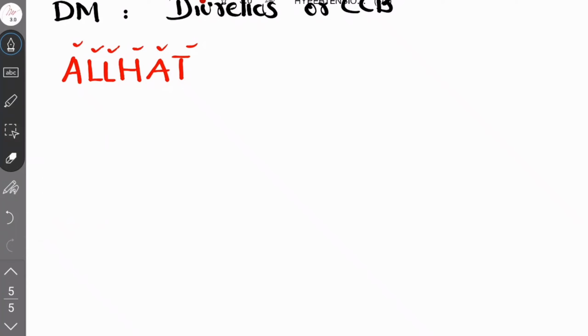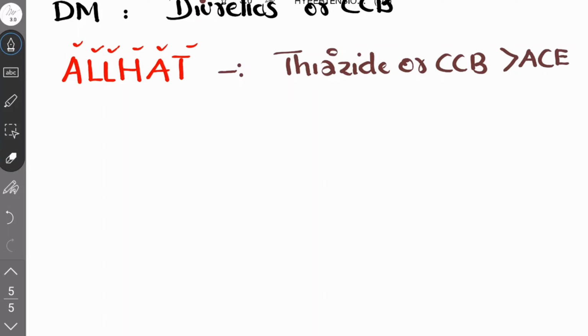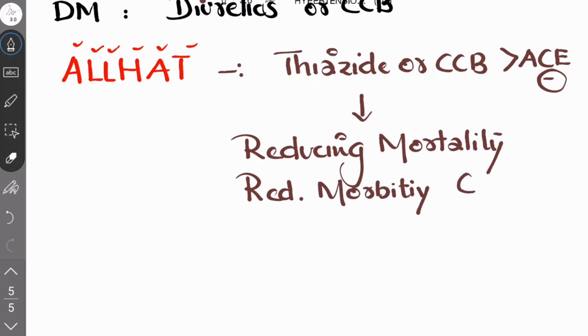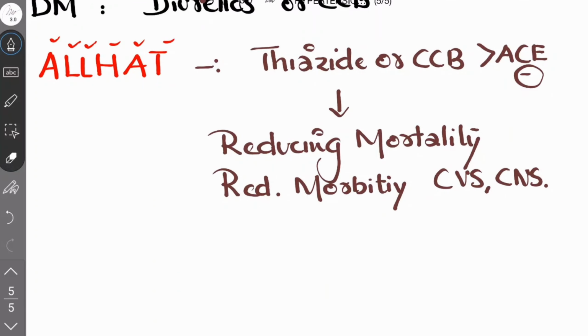So this trial has shown that using thiazide diuretics or calcium channel blockers has done better than ACE inhibitors in reducing mortality and reducing morbidity, especially due to cardiovascular as well as cerebrovascular events. Okay, so this is the ALLHAT trial, that is thiazide diuretics, calcium channel blockers.